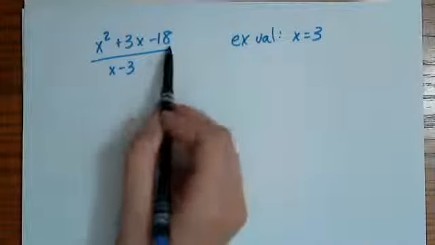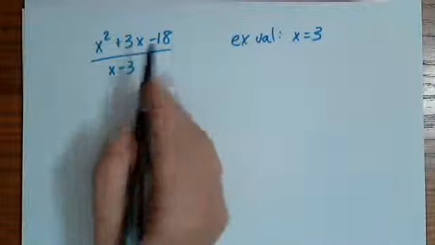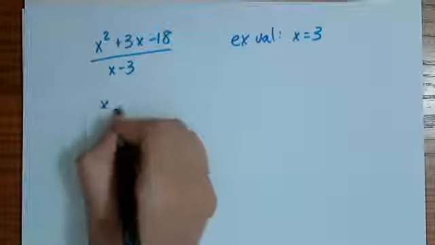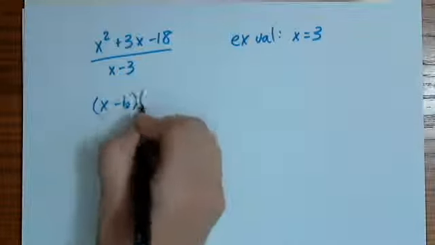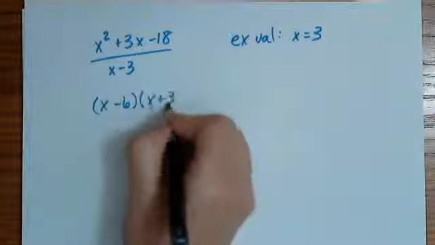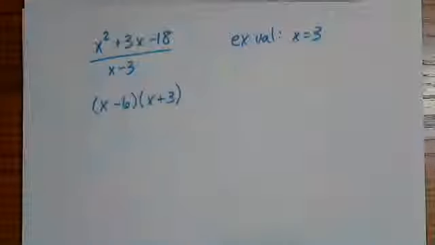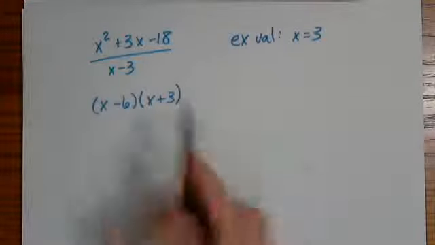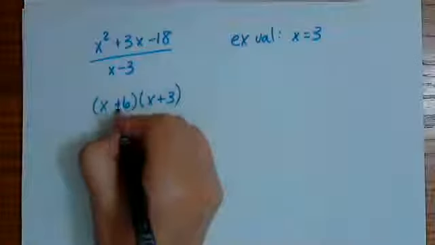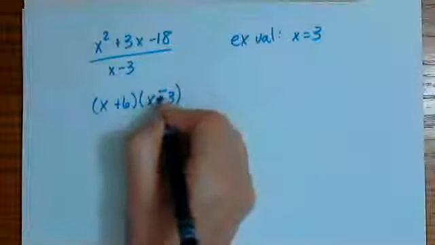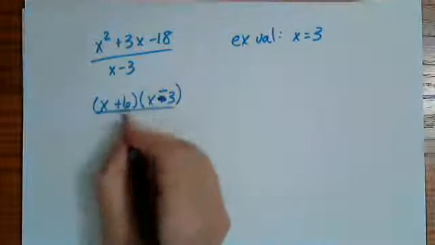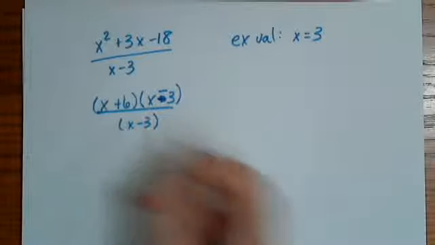We need to multiply to negative 18 and add to a positive 3. So that's going to be an x minus 6 times an x plus 3, right? I sure hope you're saying no, because this has to be a positive, which means this has to be a positive 6 and a negative 3. All over x minus 3.